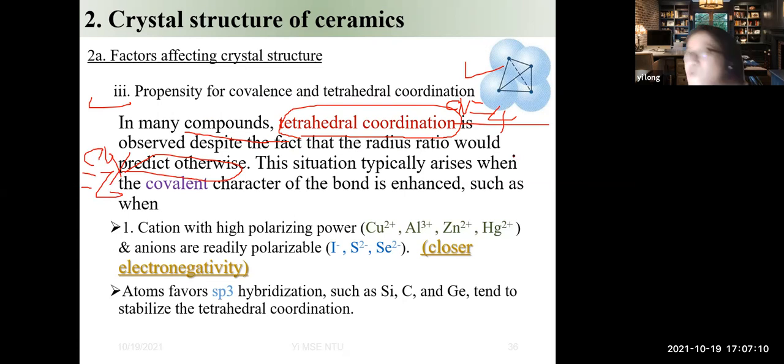This is more like plain words. What I get is from the textbook, and textbooks always write something like this. Why this happens is because when you have more covalent bond character, you will observe this. For example, with the ion polarizing power, if you have more covalent bond, this is going to happen. SP3 is not covered in this course, okay?